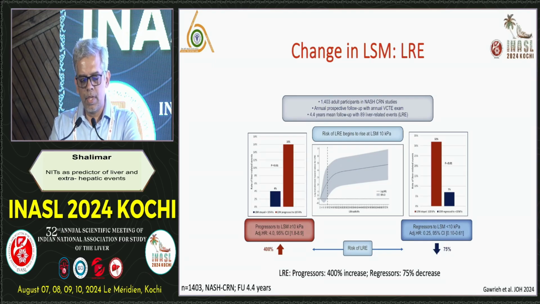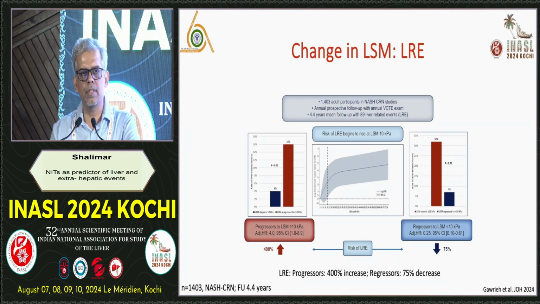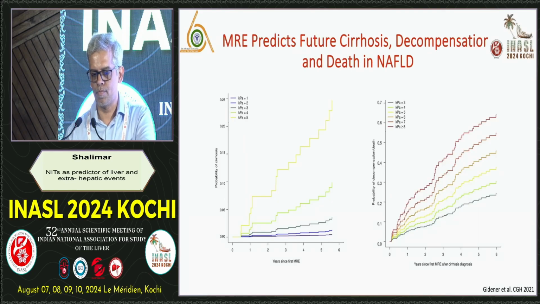This study from the NASH CRN cohort included 1,400 patients with a follow-up of 4.4 years, and showed that patients who had an increase in liver stiffness value going above the cutoff of 10 had a 400% increase in the risk of liver-related events. In contrast, there was a 75% reduction among those individuals who had a liver stiffness dropping below the cACLD cutoff of 10.